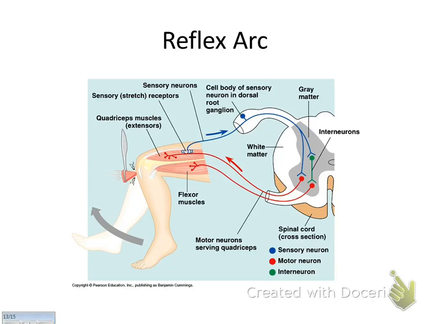Sensory neurons are the ones that receive the message. Interneurons are neurons in the central nervous system. With your reflex arc, they're in the spinal cord. And then your motor neurons act on the effector cells. And the effector cells are either muscles or glands. All right, any questions? Yes, sir.